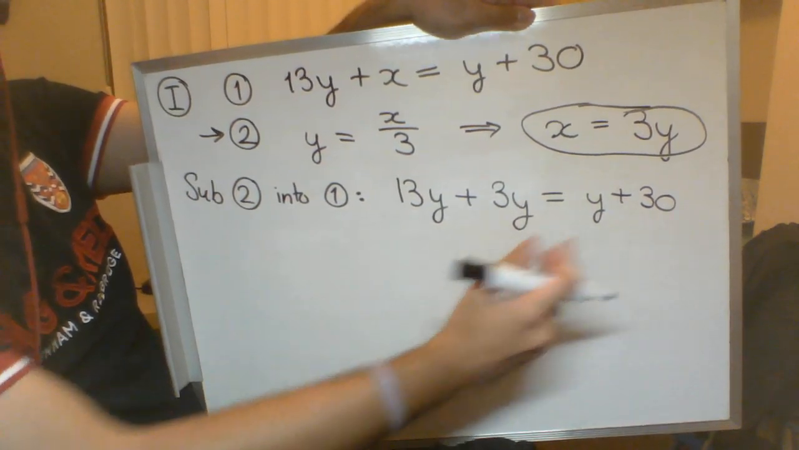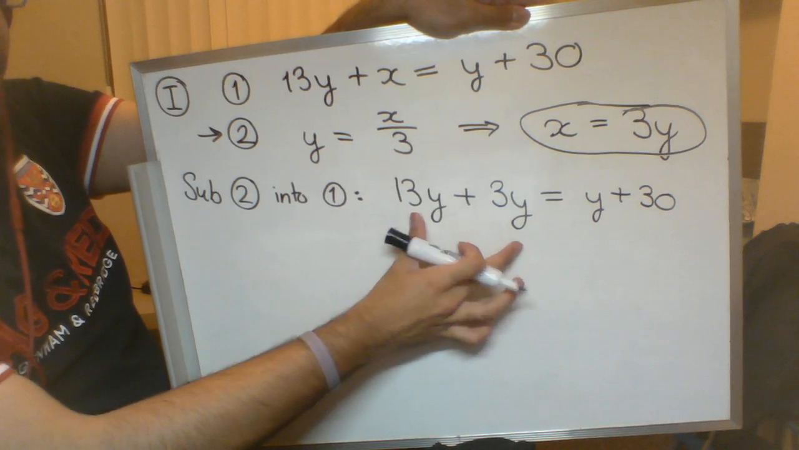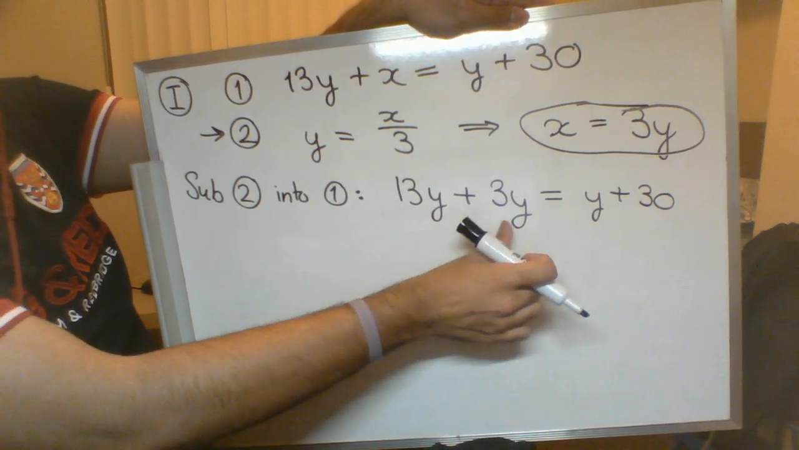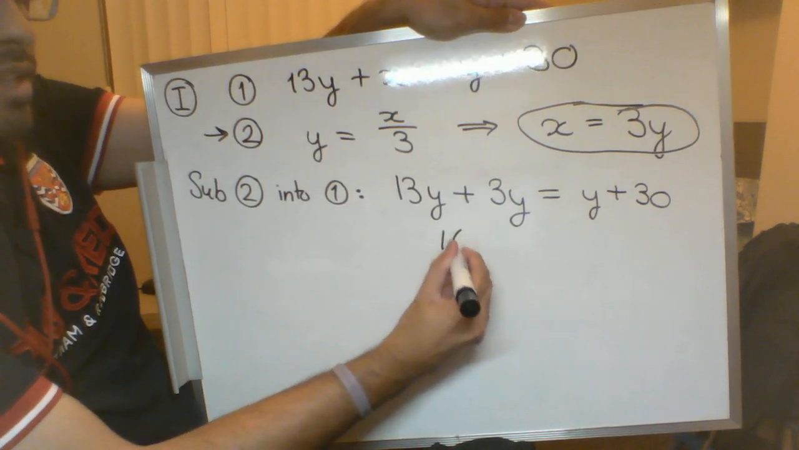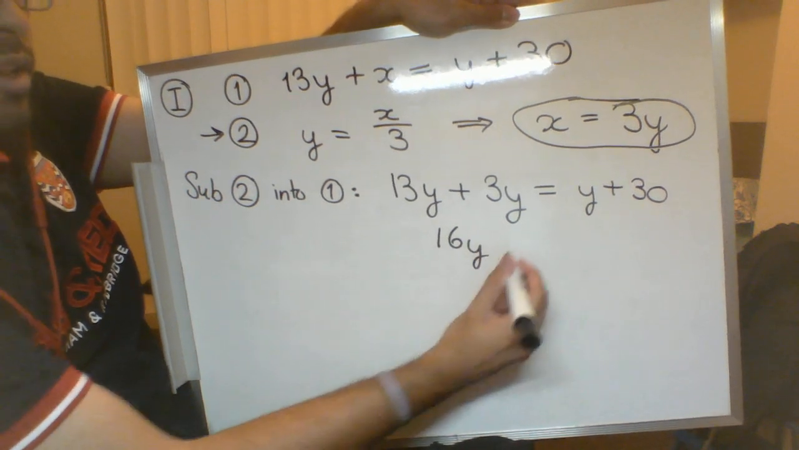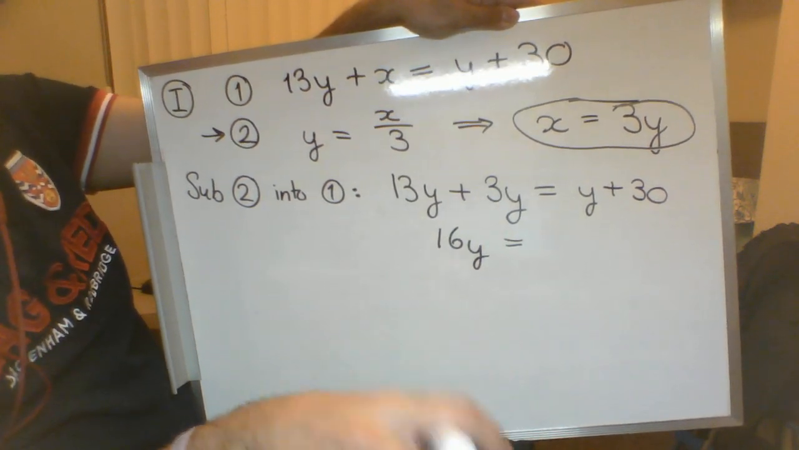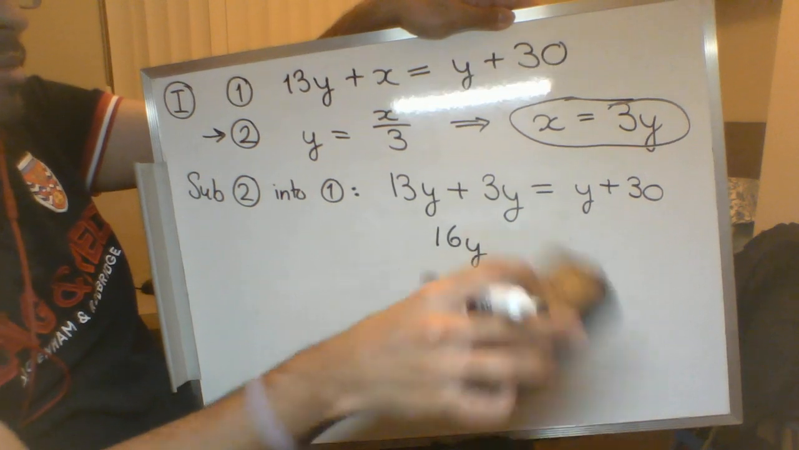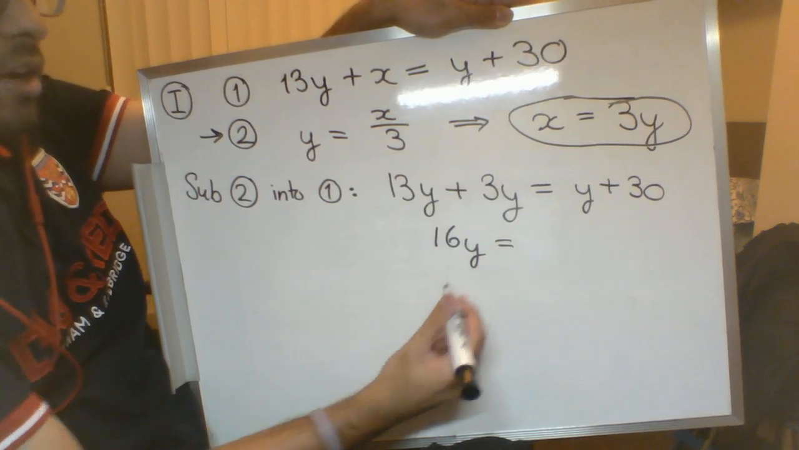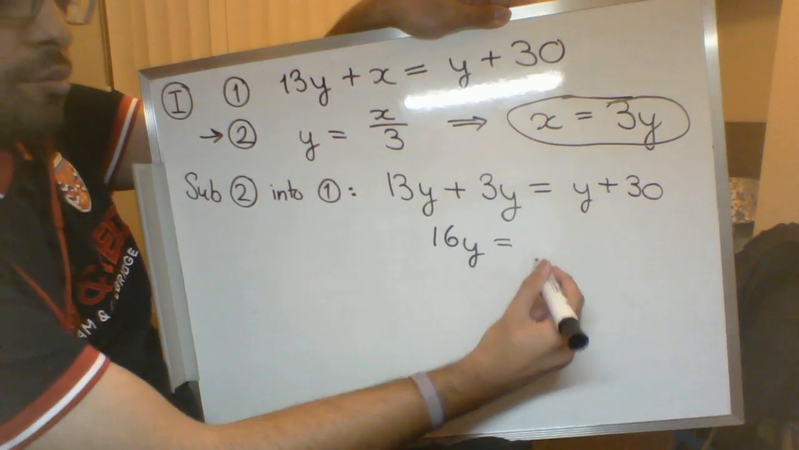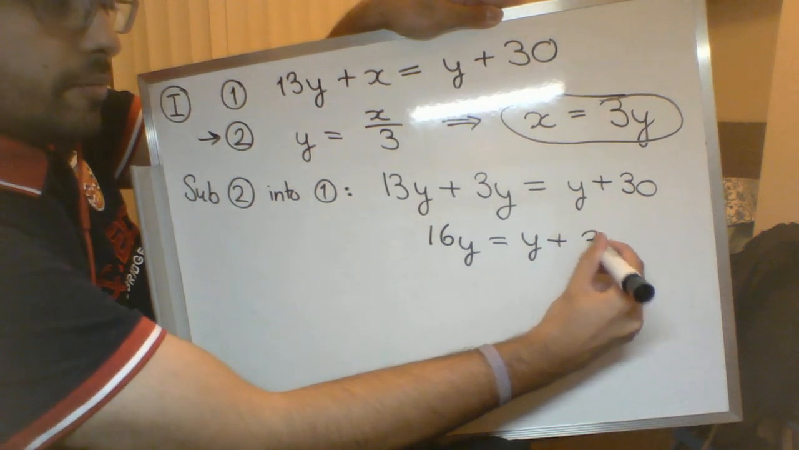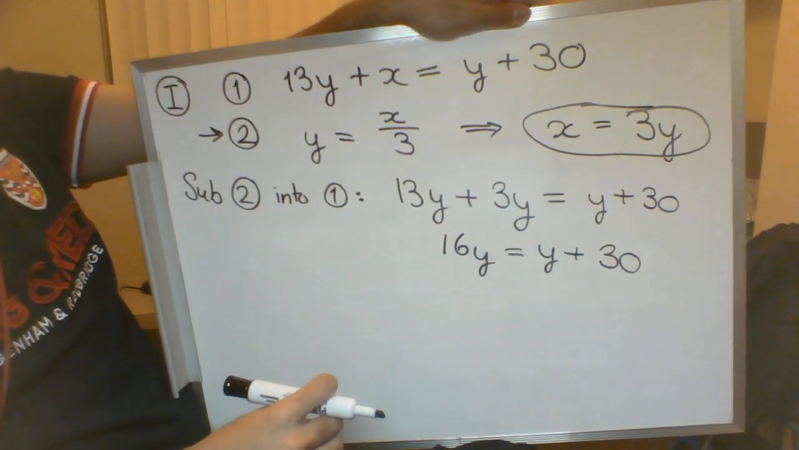So just like working with one variable, we can combine these together. It's like 13 apples plus 3 apples. So that would be 16 apples, or 16y, on this side. Maybe we should choose a word that starts with y, like yams or something. So 16 yams on the left side, and then we've got y plus 30 on the right side.